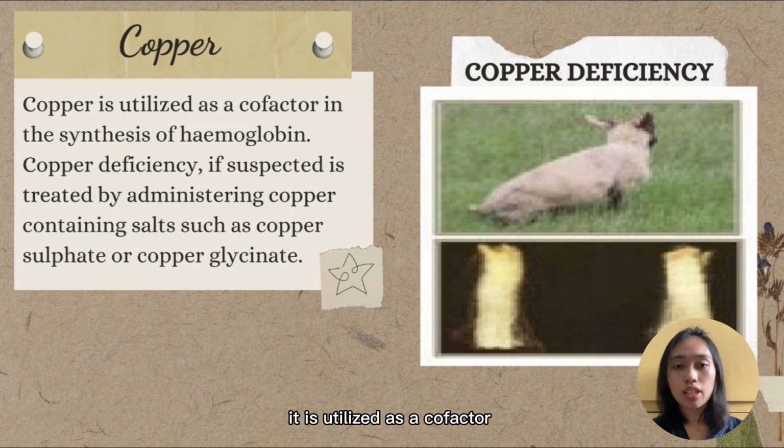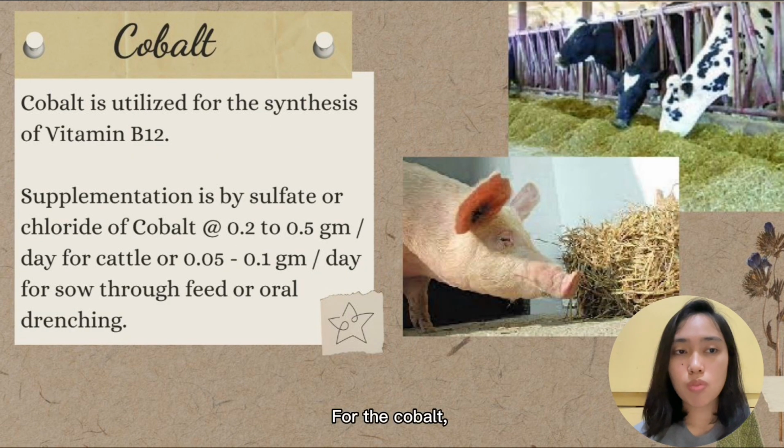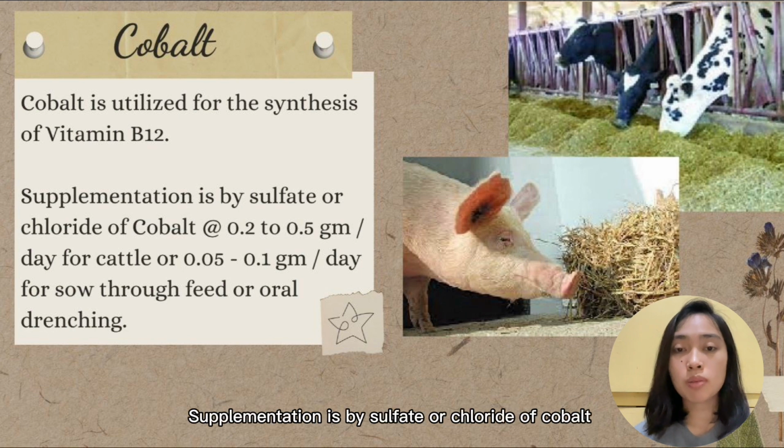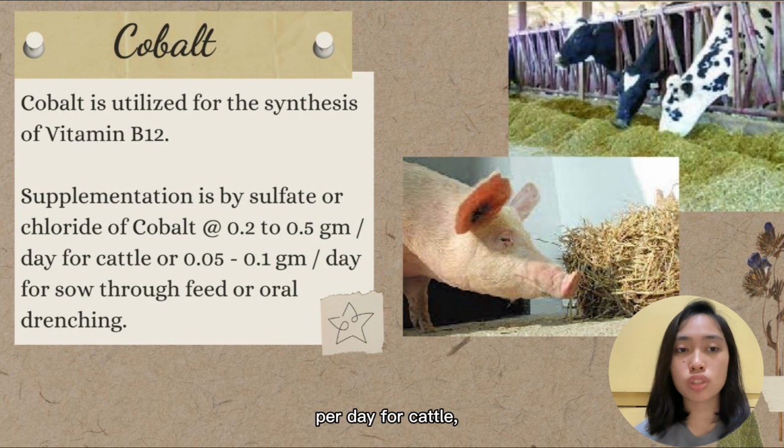For the copper, it is utilized as a cofactor in the synthesis of hemoglobin. Copper deficiency is treated by administering copper-containing salts such as copper sulfate or copper glycinate. For the cobalt, it is utilized for the synthesis of vitamin B12. Supplementation is by sulfate or chloride of cobalt at 0.2 to 0.5 gram per day for cattle or 0.05 to 0.1 gram per day for sow through feed or oral drenching.